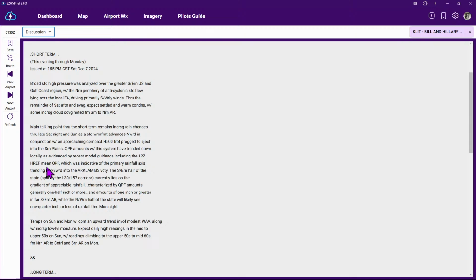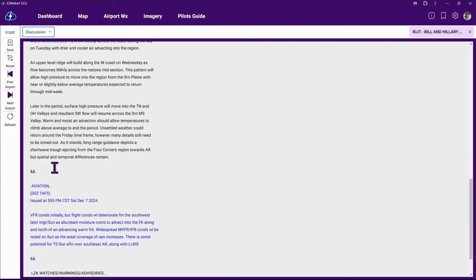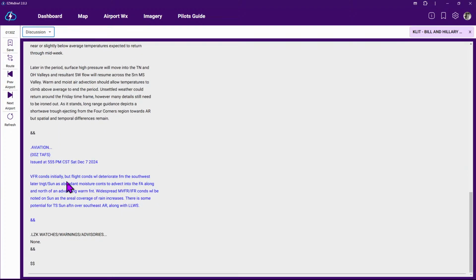So ultimately, it's kind of telling us exactly what we already know, not a lot of information. And generally speaking, in the aviation section down here, it really doesn't talk specifically about anything. They're just saying there is some potential for thunderstorms Sunday afternoon over southeastern Arkansas. And we saw that southeastern Arkansas tends to be the most significant area of convection for that time.